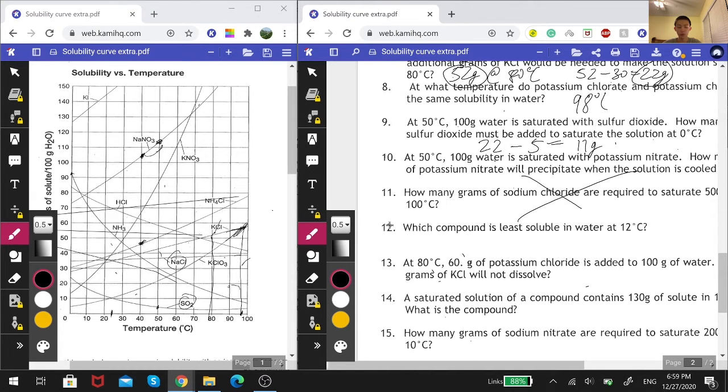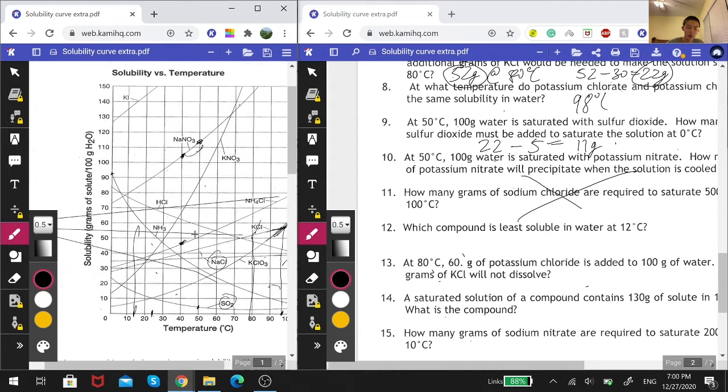Number 12. Which compound is least soluble in water at 12 degrees? 12 degrees is this line. Now, least soluble basically means the smallest number, right? The smallest number will be here, which is approximately 8 at KClO3. So which compound is least soluble? It's going to be KClO3.